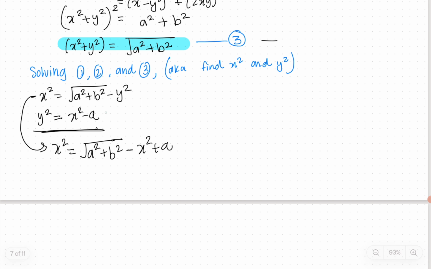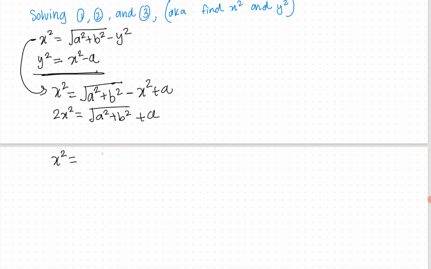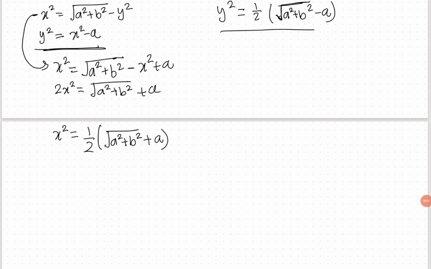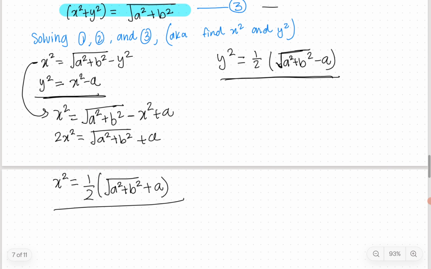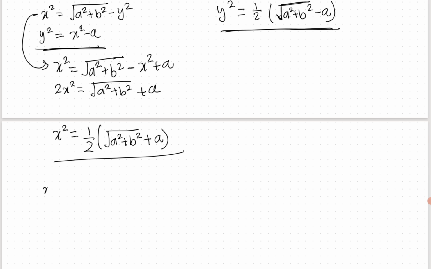Taking the x squared to the other side, you get 2x squared equals the square root of a squared plus b squared, plus a. And therefore, dividing both sides by 2, you get x squared equals 1/2 times the square root of a squared plus b squared, plus a. Alright, so we got y squared and x squared. I solved y squared like I did before. So now we can find x and y. You just take the square root of both sides. x equals the square root of 1/2 times the square root of a squared plus b squared, plus a.